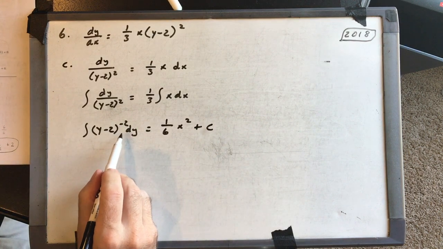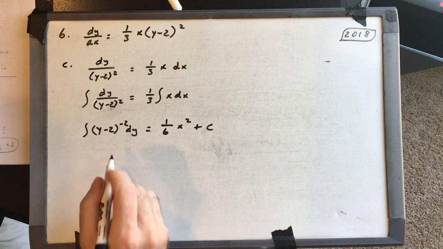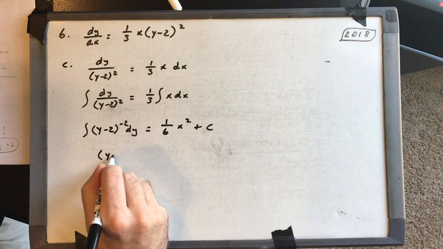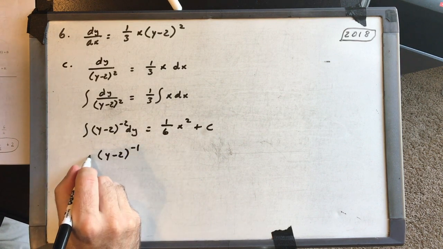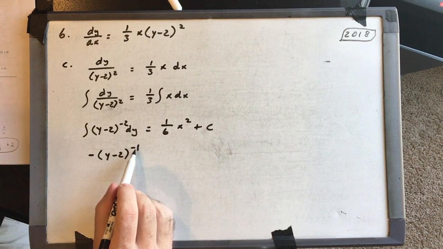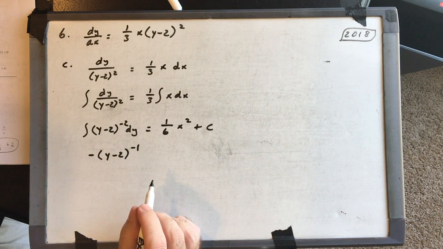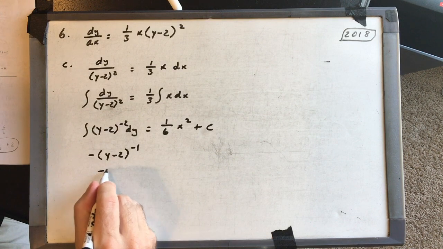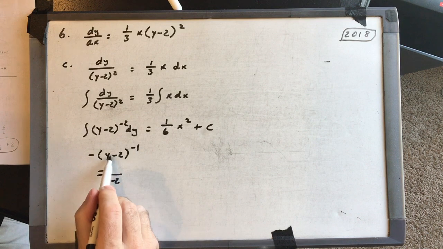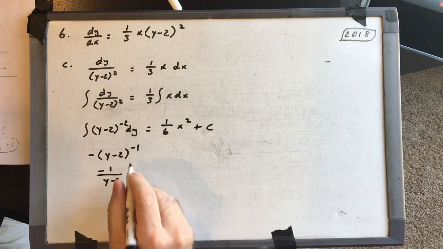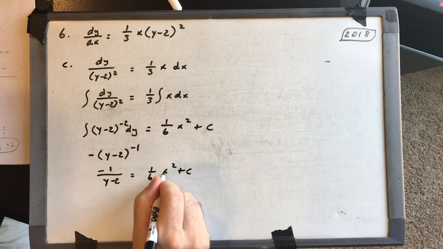So this side, you could do a u substitution if you wanted. I think you could probably figure that out, though, that the y minus 2 needs to go to the minus 1, and then you need a minus out front. And then if you take the derivative of that, you can see you get back to (y minus 2) to the minus 2. So this is going to be minus 1 over y minus 2, I'm taking this to the negative 1 and bringing it down, is equal to 1/6 x squared plus c.